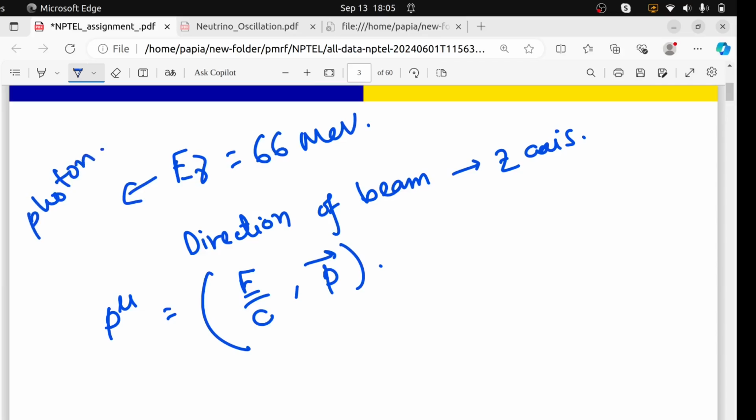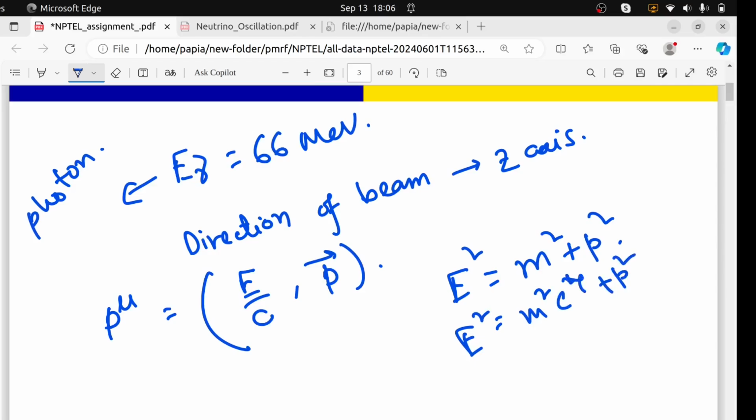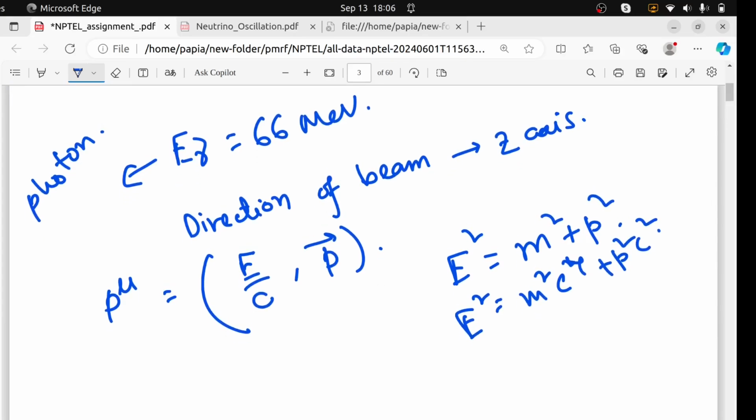Now we have to check, we already know that there is a relation E square equals M square plus P square, I mean M square C square plus P square. Okay, fine. If I want to write with C also, then E square equals M square C to the power 4 plus P square C square. But if I write C equals 1, there will be no C term here.